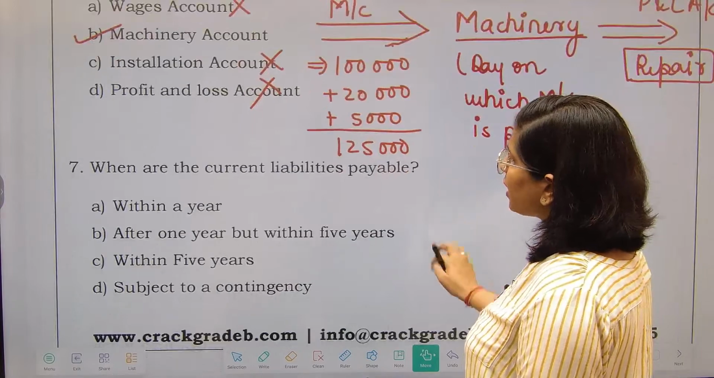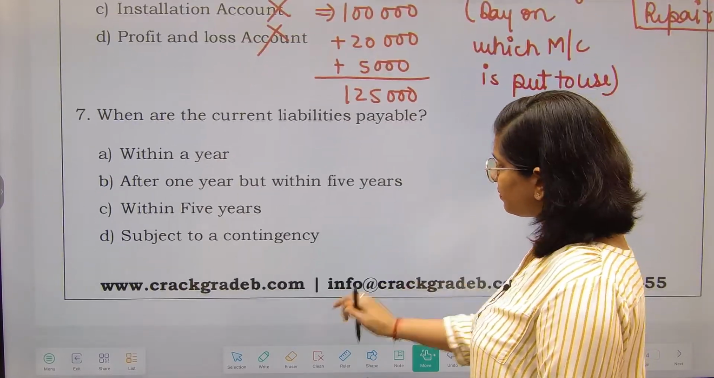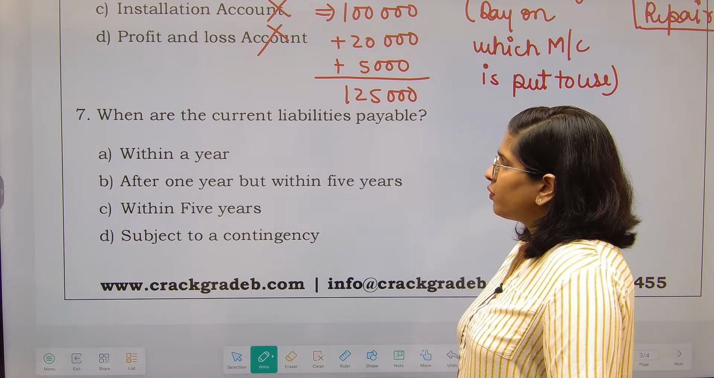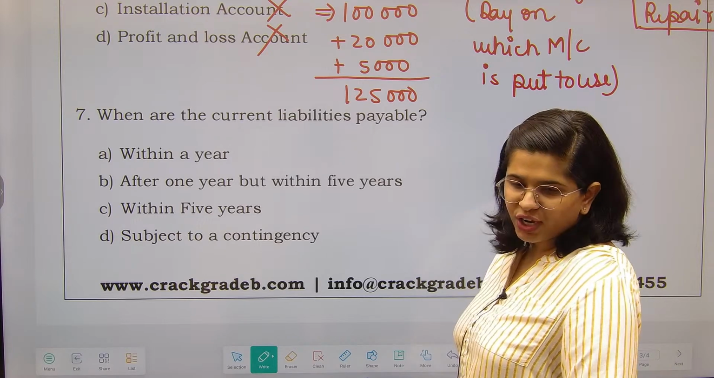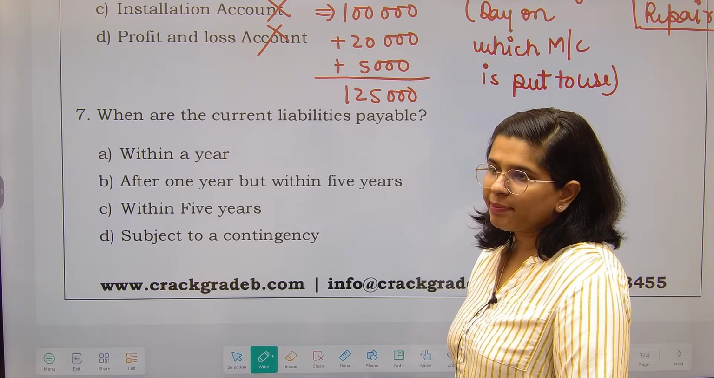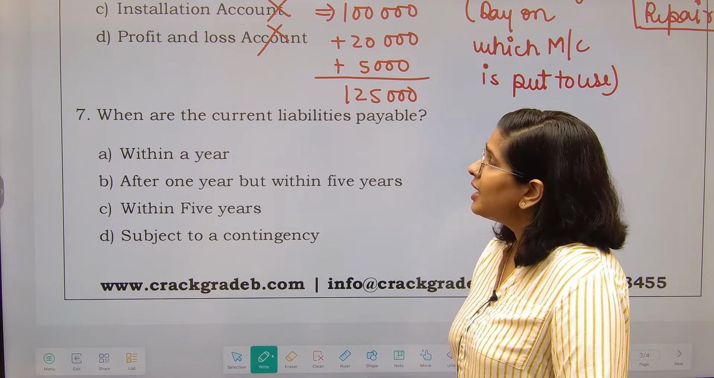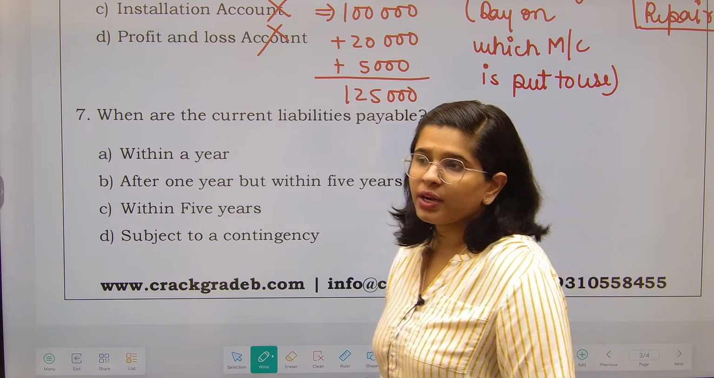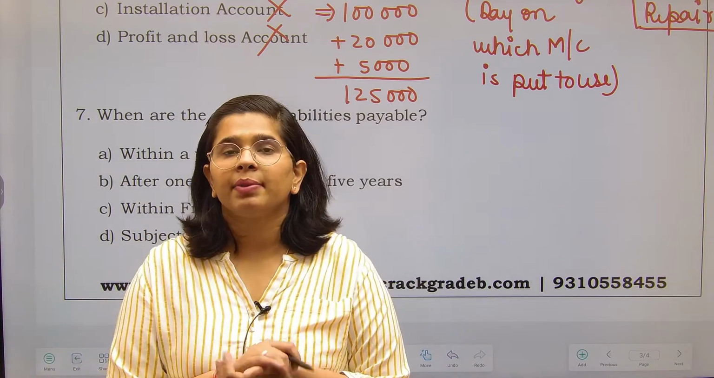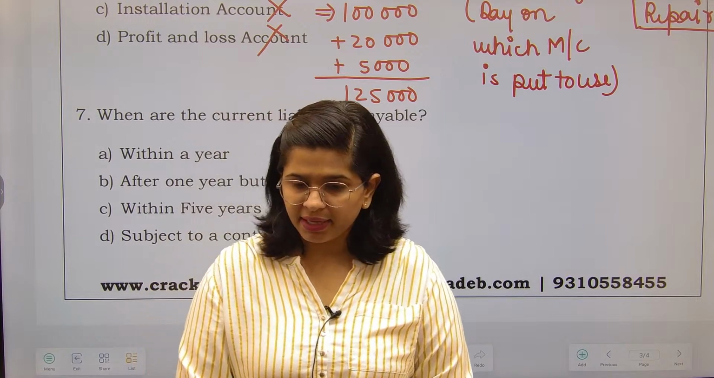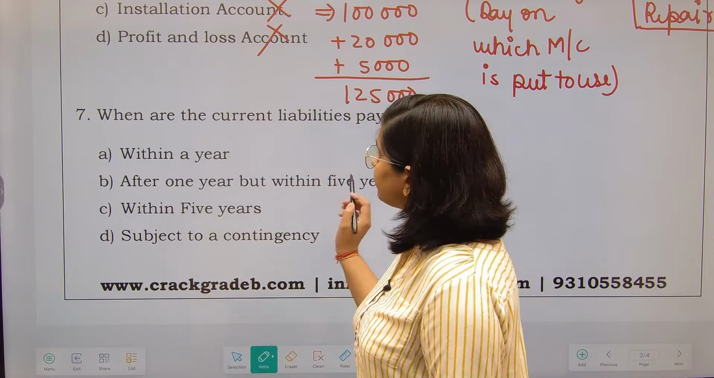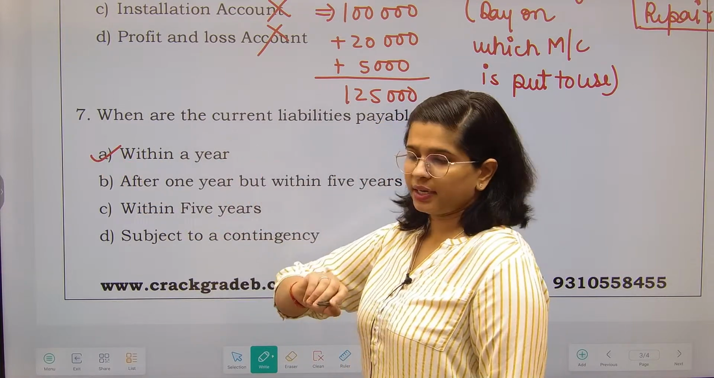Next is, when are the current liabilities payable? We have the options: within a year, after 1 year but within 5 years, within 5 years, and subject to a contingency. This is such an easy question. I do not think you will get any easier question than this. We all know that all such liabilities which are payable within a year are classified as current liabilities. There is no such concept of 5 years. So this is the correct answer.